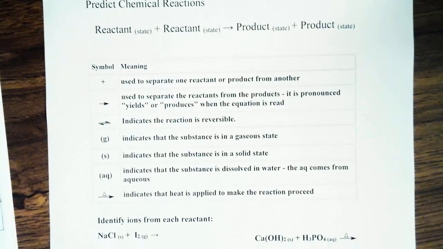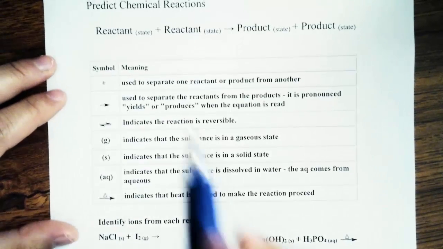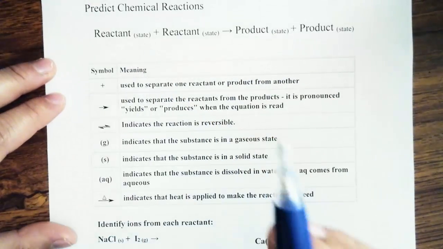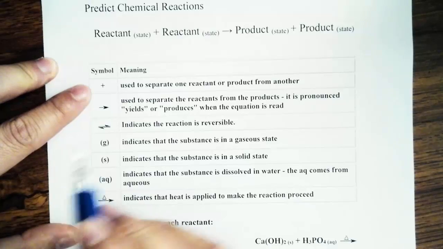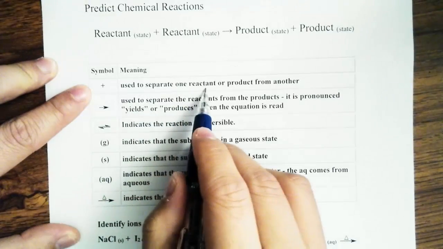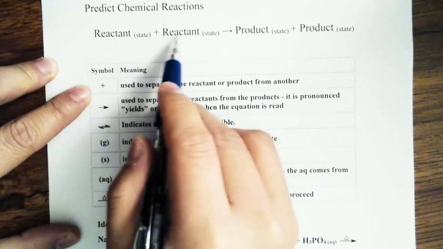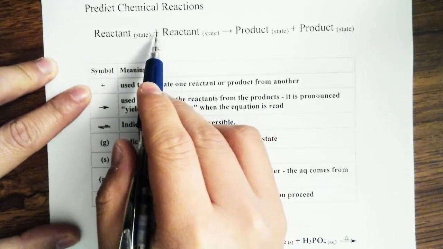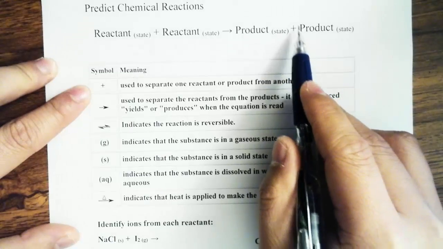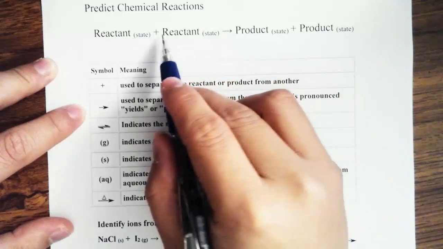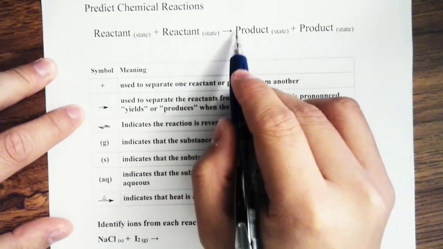Now, before we go to that process, we need to look at the basic structure of any chemical reaction. First of all, we notice the plus signs between products or reactants. Basically, the plus sign is used to separate one reactant or one product from another. Here we have two reactants, so we separate them by a plus sign. Here we have two products, so we separate them by another plus sign. Then, between the reactants and the products, we have the arrow.